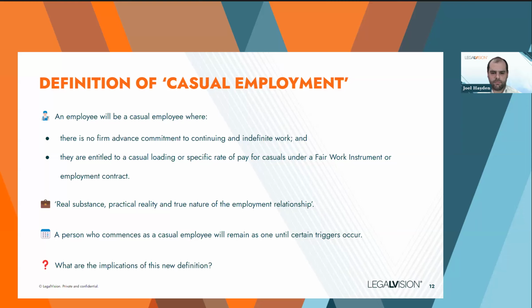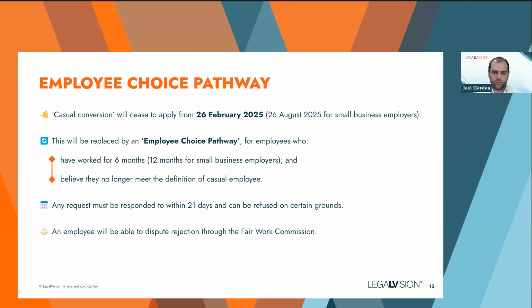Where a casual no longer fits within this definition, this will allow them to transition to permanent employment potentially, but it does not automatically result in this change. And so what it does is allow that employee to potentially go down this new pathway to permanent employment. So it's a good question to ask, what does that actually look like as well?